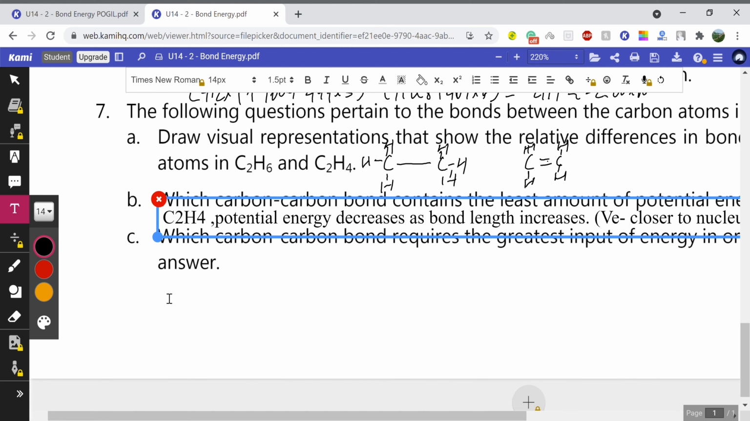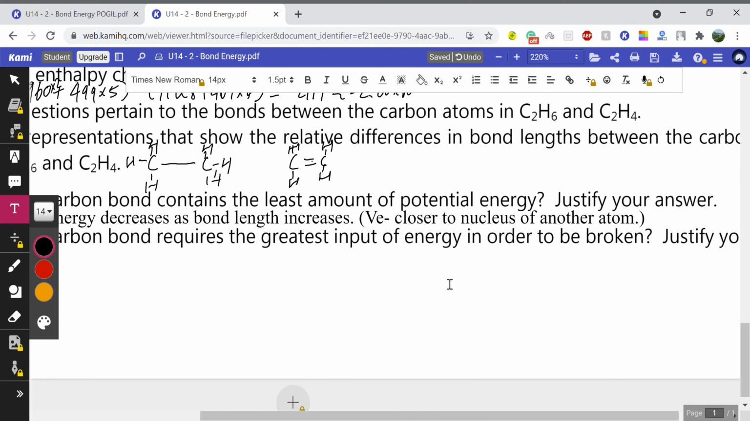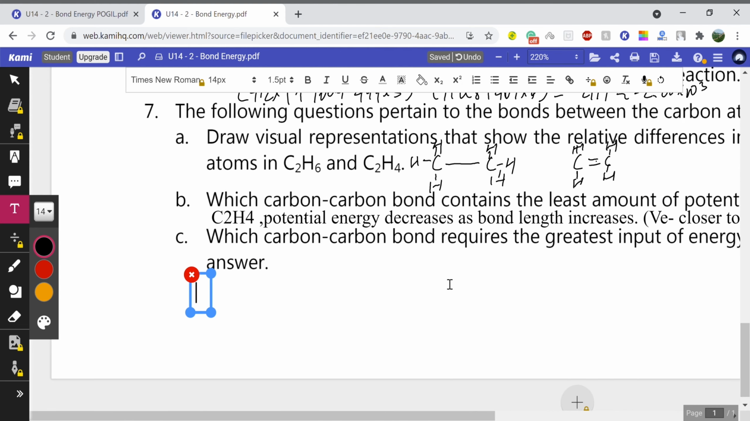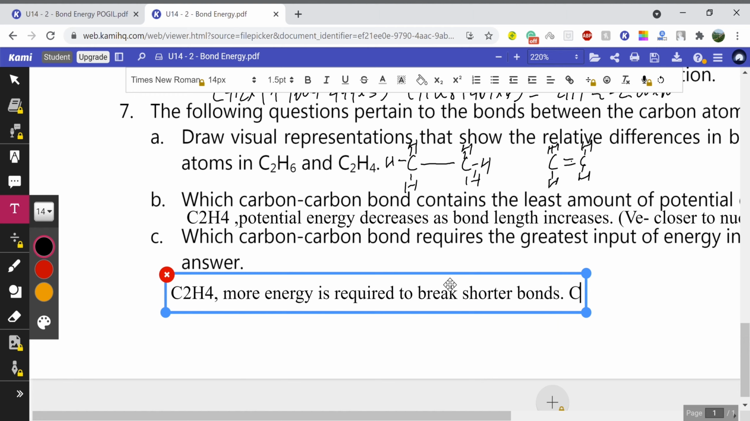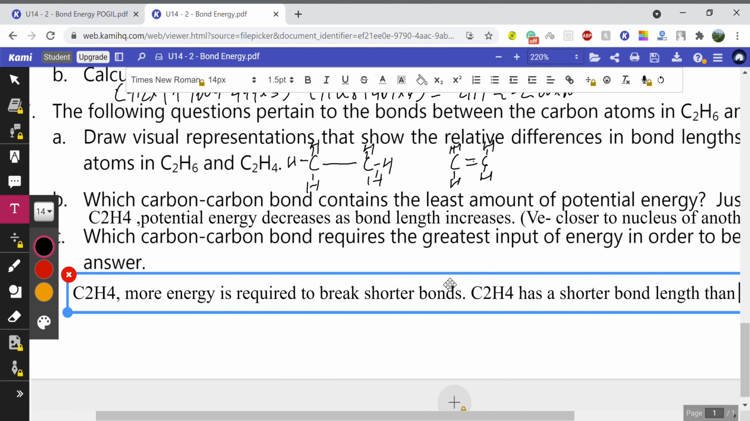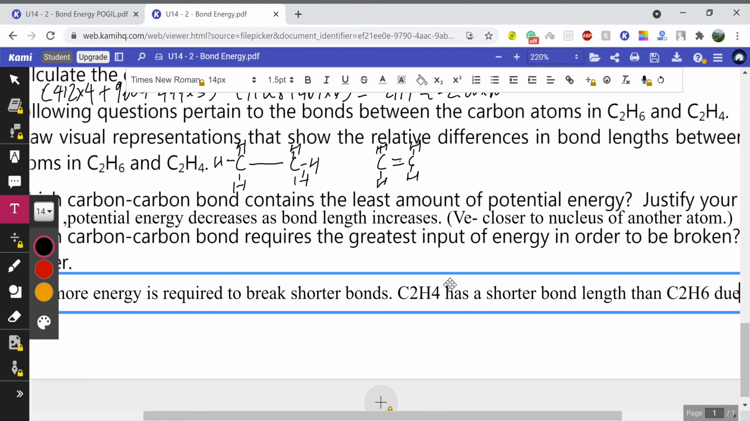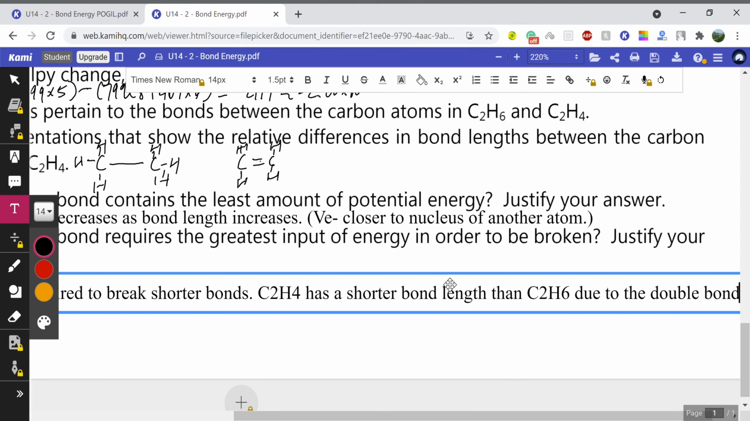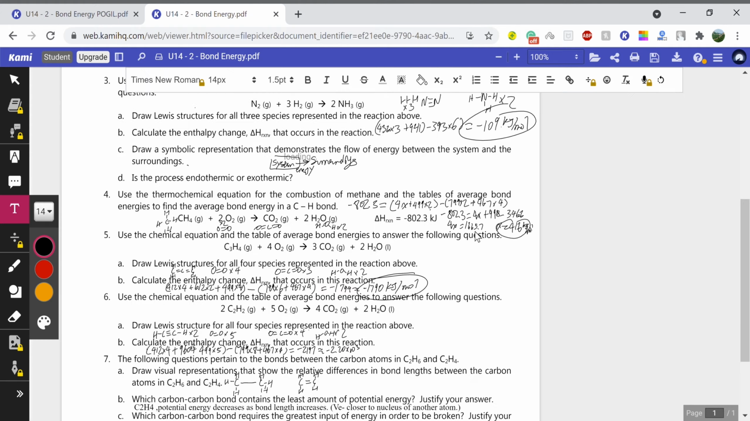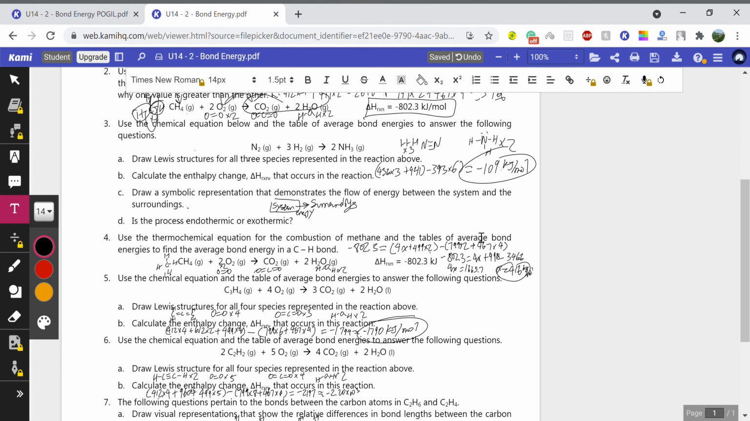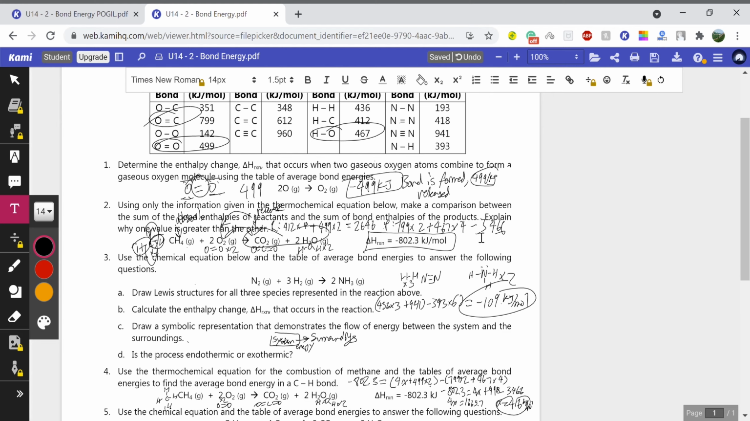Now, which carbon bond requires the greatest input energy in order to be broken? And again, it is going to be C2H4, because more energy is required to break shorter bonds. C2H4 has a shorter bond length than C2H6 due to the double bond. And that is it to every single question on our bond energies practice problem. Thank you for watching.